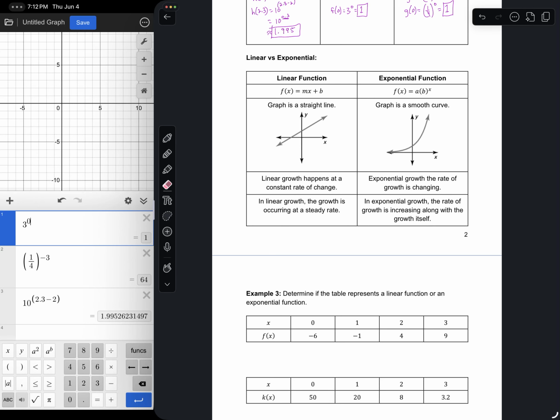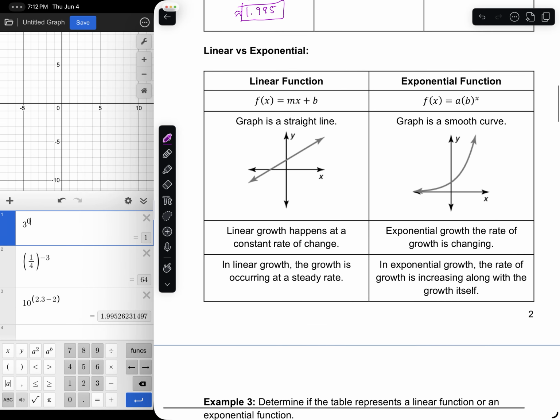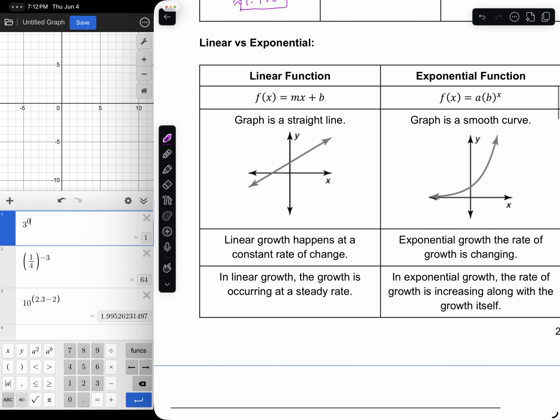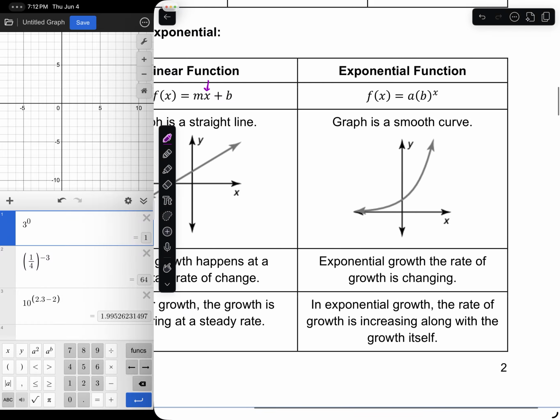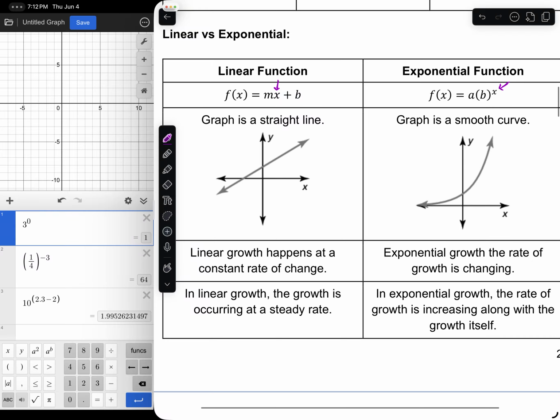Okay, so we just learned about exponential functions, and a good thing to do when you learn something new is to compare and contrast it to something you already know. So you guys already know lines, and we can see that the x is right here in our equation of a line. It's not in the exponent, but in the exponential function, we see x is in the exponent. So there's our compare and contrast of equations.